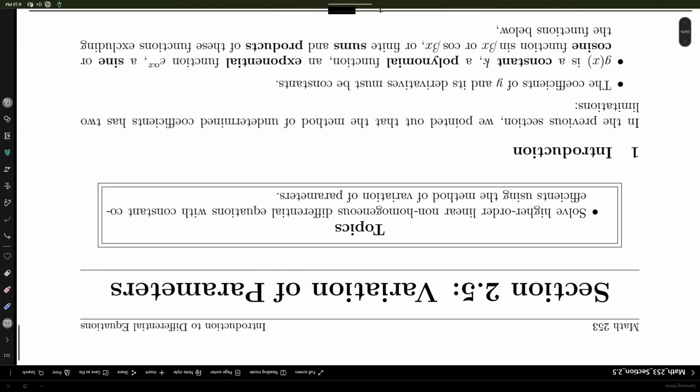Variation of parameters. So what is this about? Well, this is just a continuation of what we just finished, the method of undetermined coefficients.